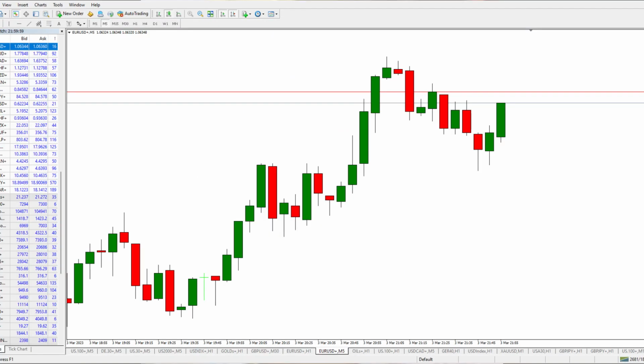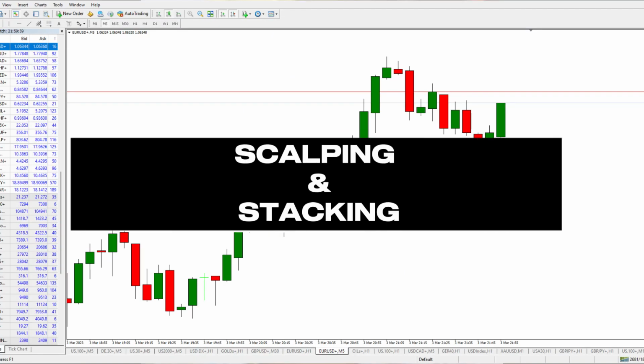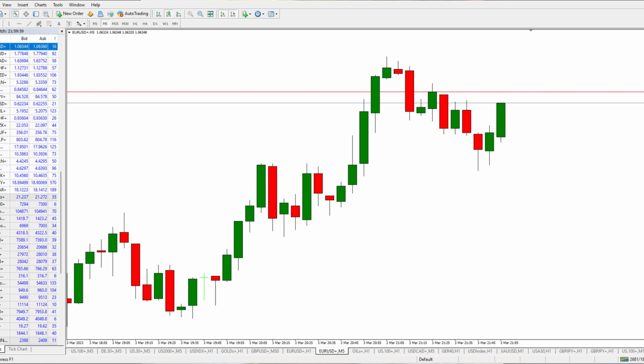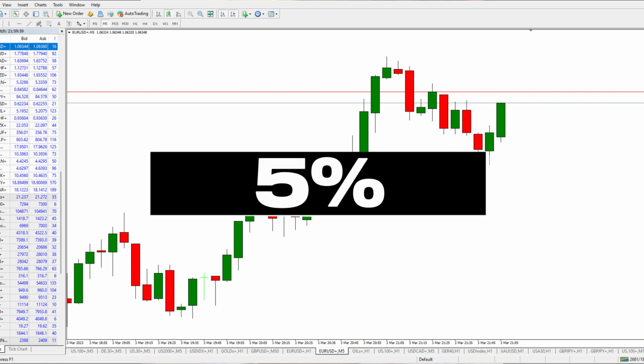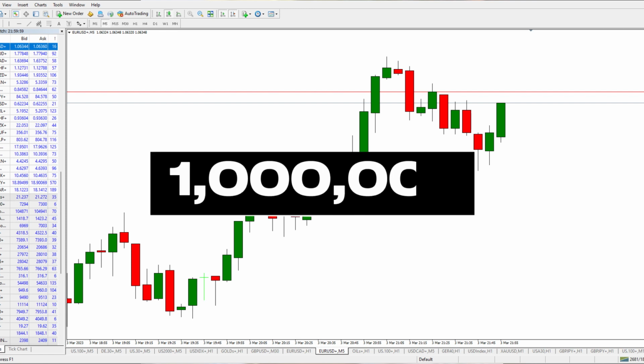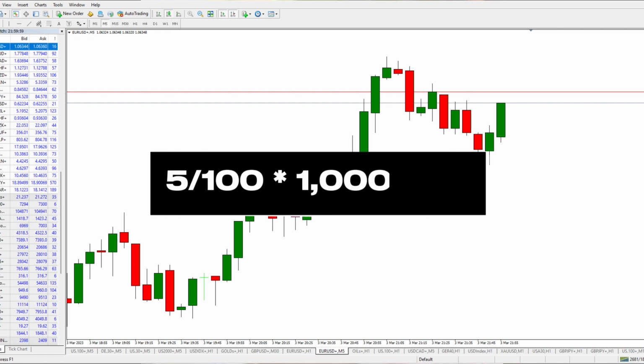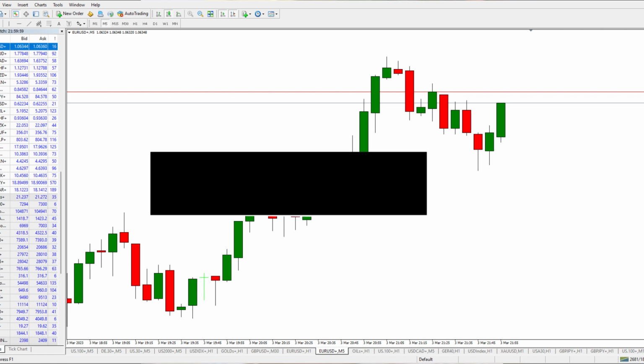We are starting. So the topic for today is scalping and stacking. The idea is to see how you can make 5% of your capital. What is 5% of your capital? If I fund, let's say, 1 million, 5% of 1 million is 5 divided by 100 times 1 million. That's 50,000 naira per day.